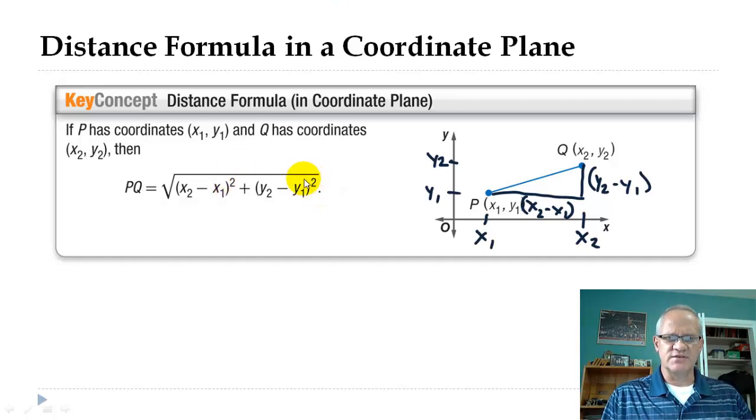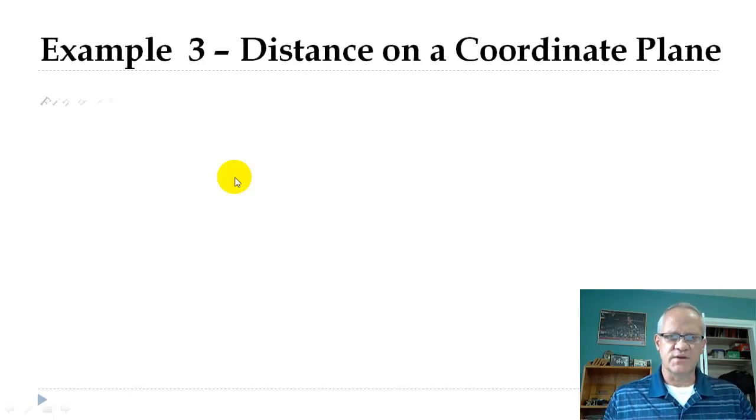So if you don't remember it exactly the way it is right here, that's okay, but just remember you have to subtract the x's, subtract the y's, square them both, and then take the square root. Okay, so let's look at a few examples here.